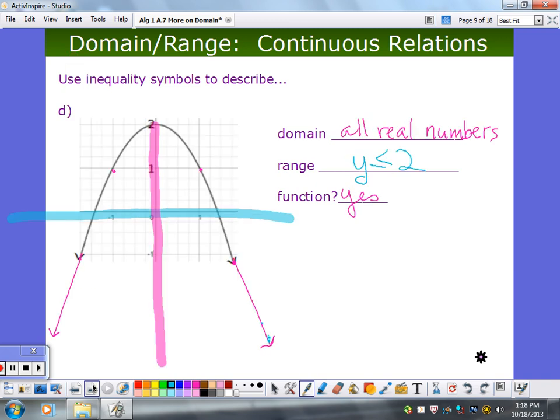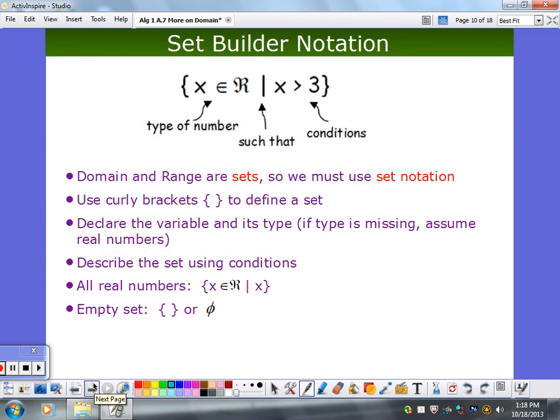So we're going to use these conditions that we've been practicing writing. We put them in these curly brackets, and this is how you read them. The first thing you have to say is, what kind of a number is the x, or whatever variable you're talking about? We're using a real number subset. Okay, this is the symbol for real numbers.